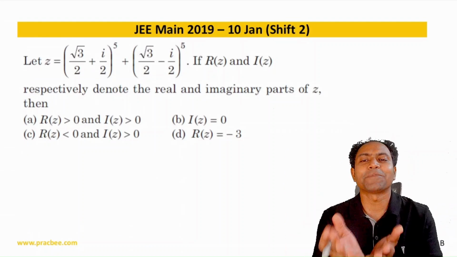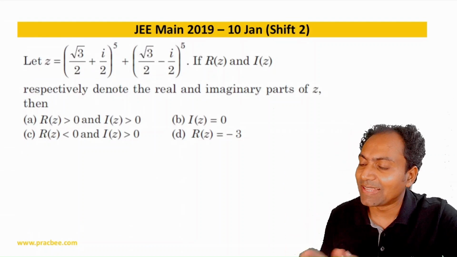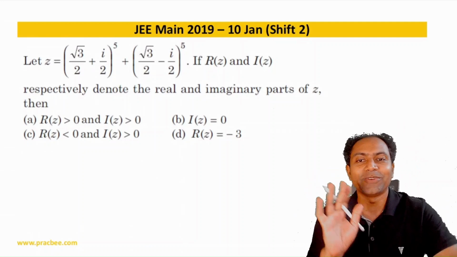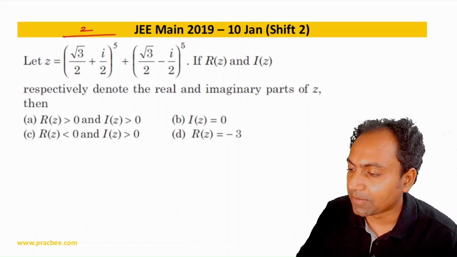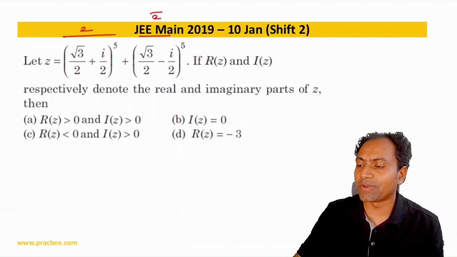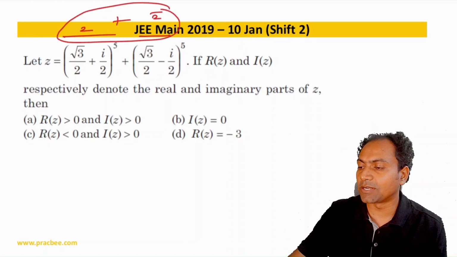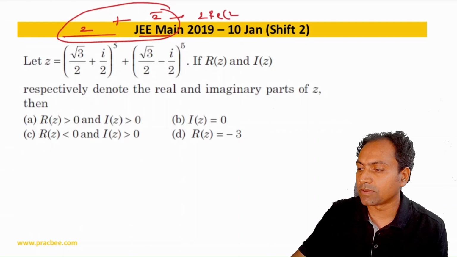Now an extremely simple question was in 2019. And this question you can do just by observing the question. No need to even lift your pen. If you look into this question, they are adding a complex number with its conjugate. So what we are adding is z plus z bar. If you add z plus z bar, the answer is going to be 2 real part of z.